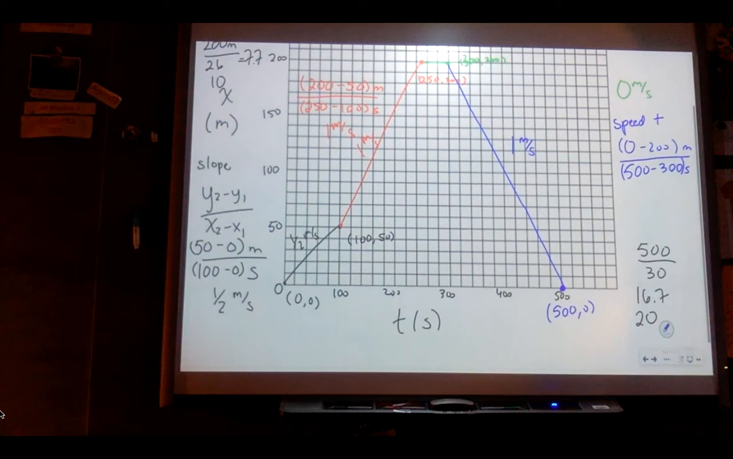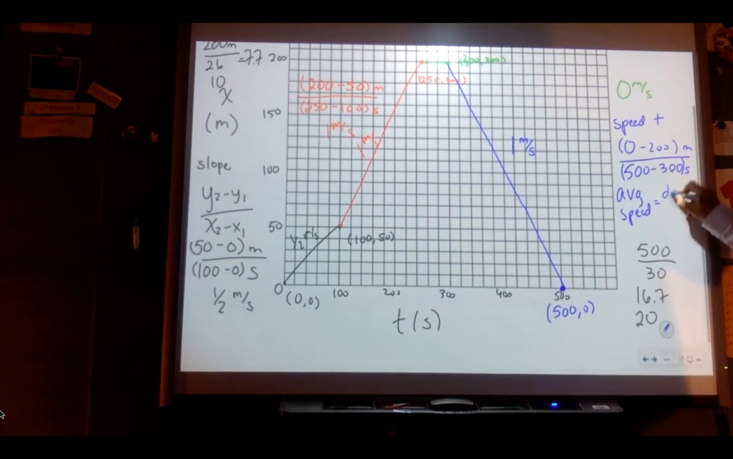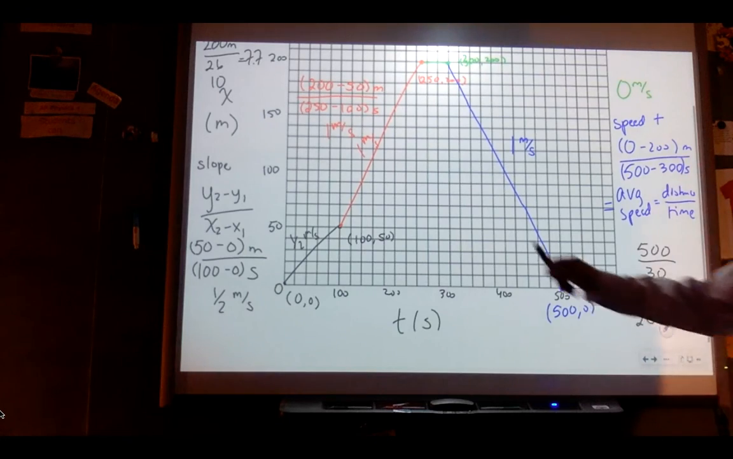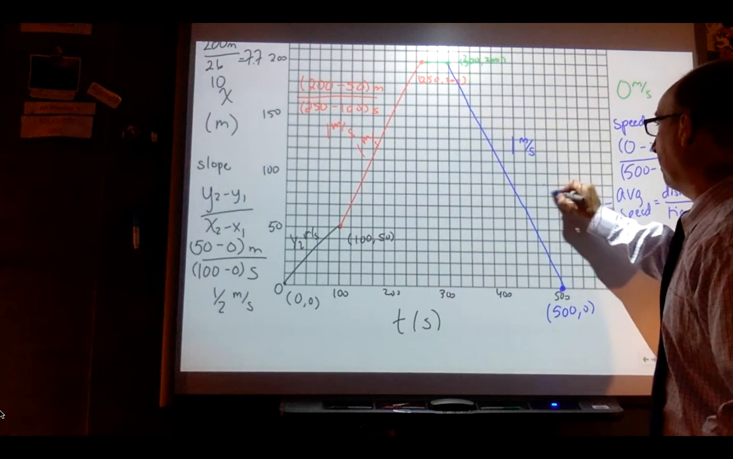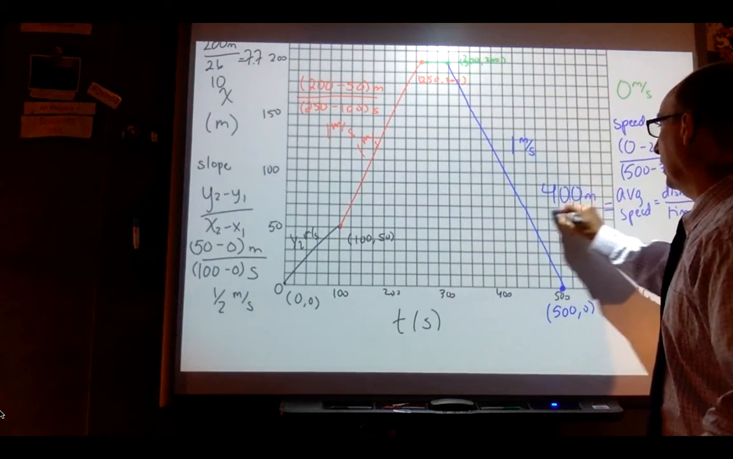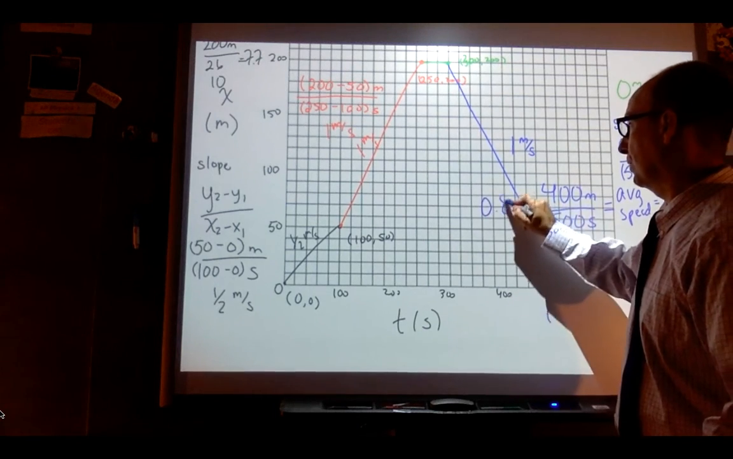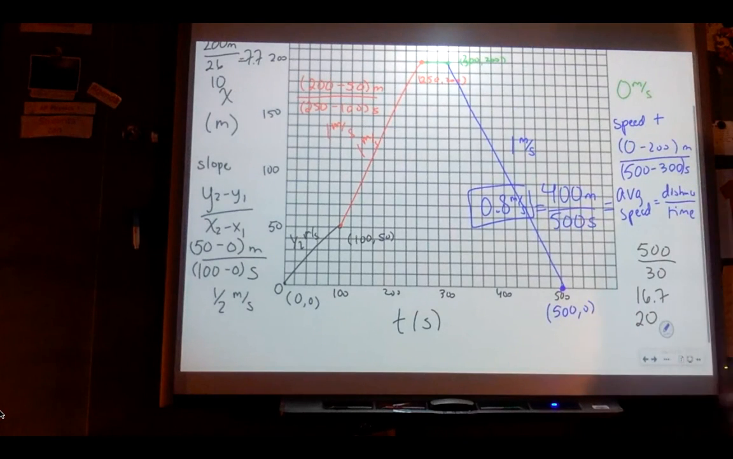The last thing they're asking us for is the average speed. Average speed is going to be the total distance over time. So his total distance is going to be, he went 200 meters forward, he went 200 meters backwards. So he's going to have 400 meters, and this took him 500 seconds. So it's going to be 4/5 or 0.8 meters per second.